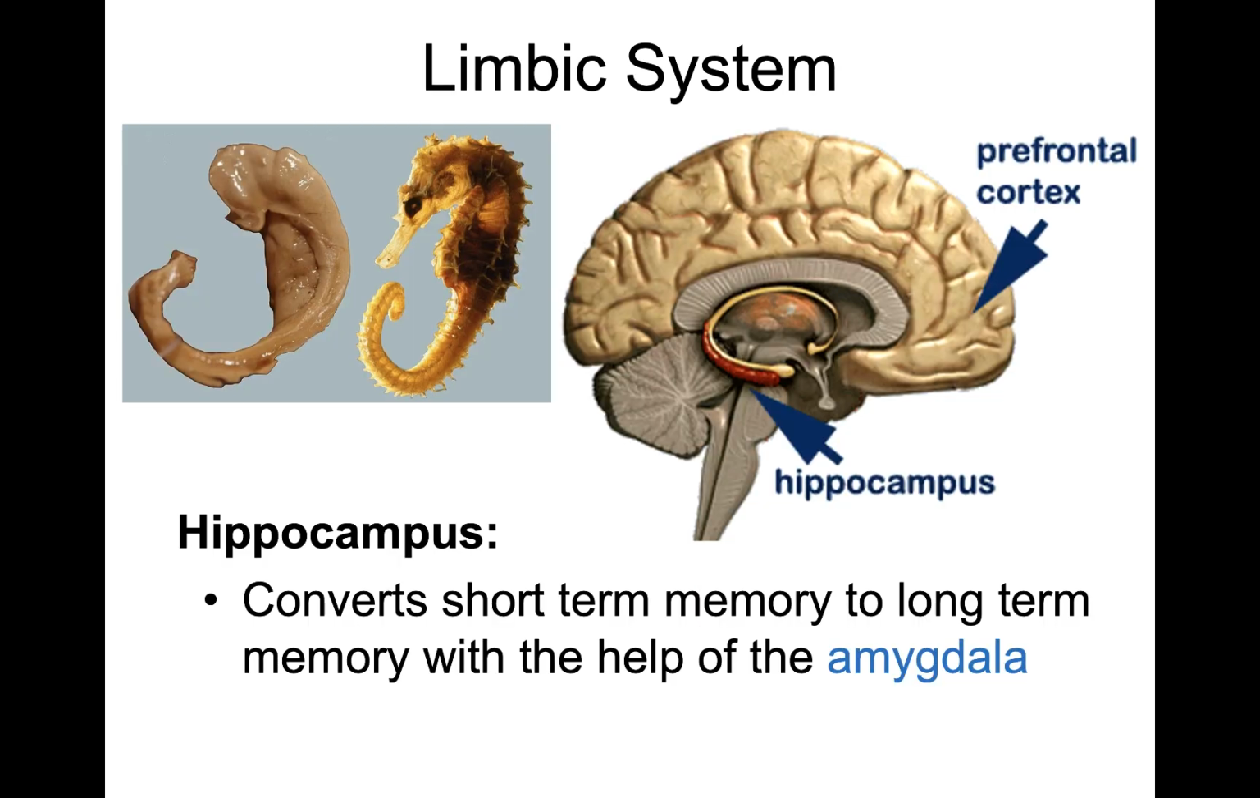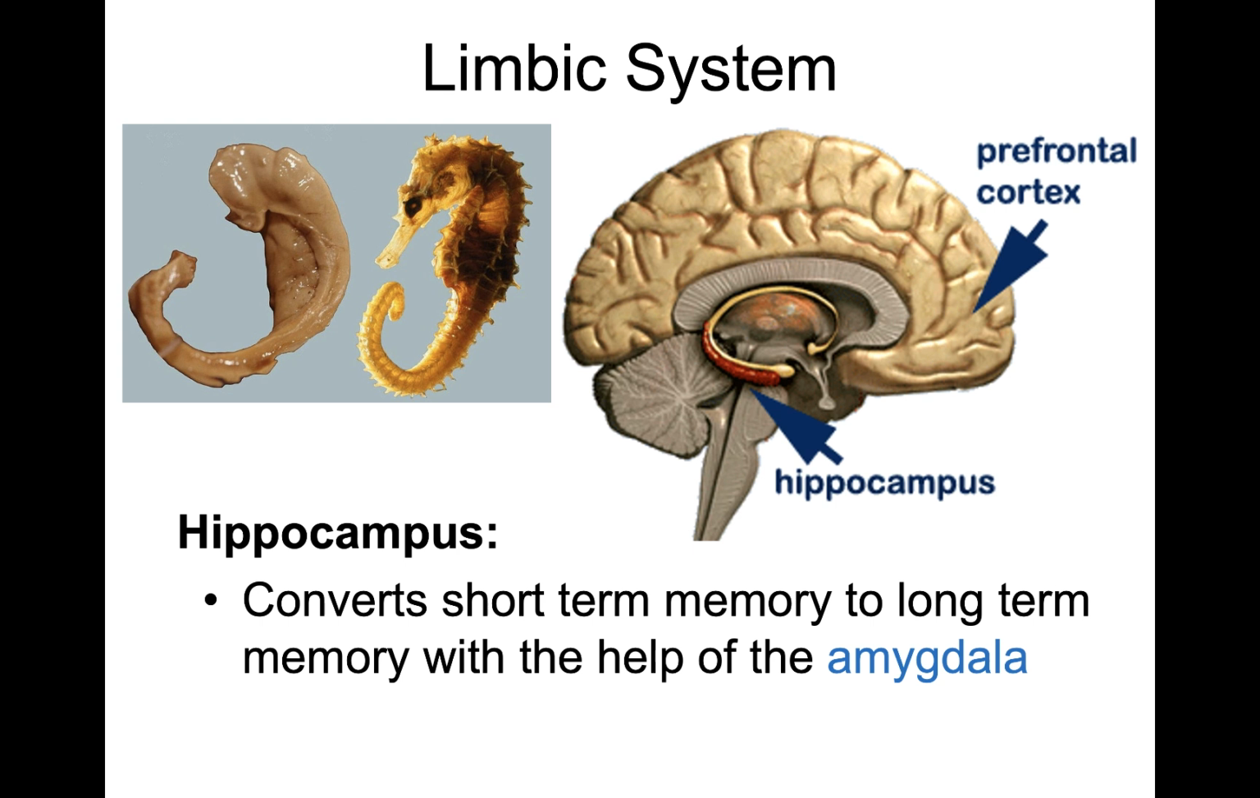Amygdala is attached to this thing called hippocampus. It's called hippocampus because the name for the seahorse is hippocampus. Every seahorse species, the genus name is hippocampus. Hippocampus means seahorse. If you dissect it out, it's going to curl up like that and it's going to look like a seahorse. So that's where the name comes from.